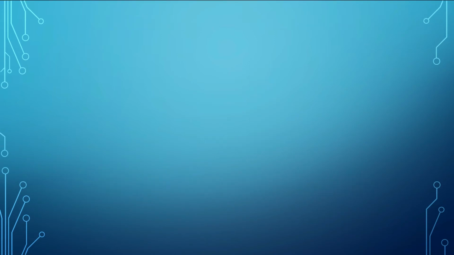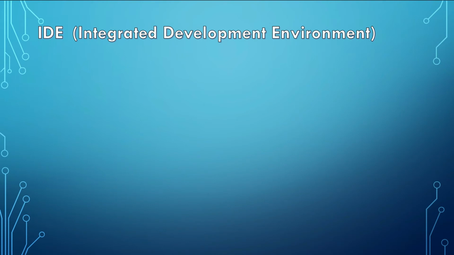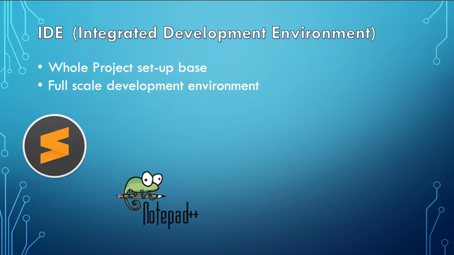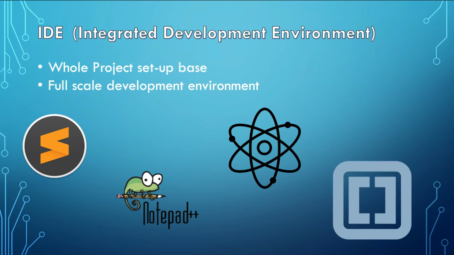The difference is VS Code is an IDE, integrated development environment, which can have a whole project setup base and not just an editor but also a full-scale development environment. Apart from lightweight editors like Sublime Text, Notepad++, Atom, Brackets and all, which are fast, elegant and simple, if you're really serious into coding, I advise you to use VS Code.